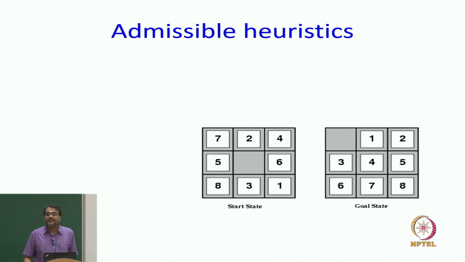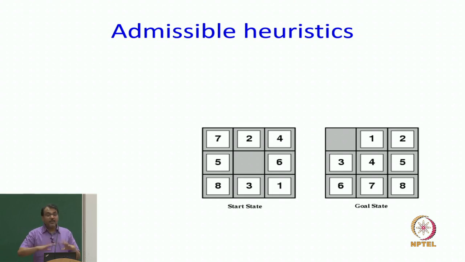Is he right? Does somebody feel that this is not an admissible heuristic, this is not an underestimate, he is missing something? Nobody? Why is he right? Can you prove that you would at least take these many steps? How would you prove that? Each of the pieces will have to be swapped with the gap.